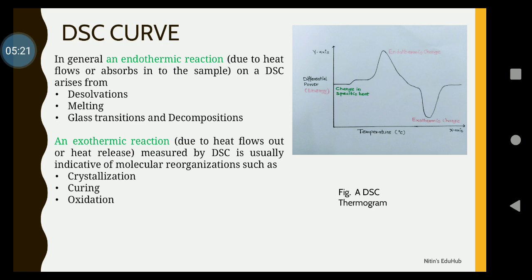So the heater has to provide that temperature to the particular system. Because the temperature is given to the system, the endothermic change occurs as a peak, above on that particular graph. As we discussed earlier, in general an endothermic reaction, where heat flows into the sample on a DSC, may occur because of dissolution, melting, glass transition, and maybe decomposition.